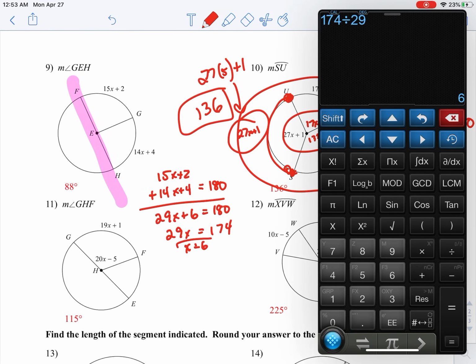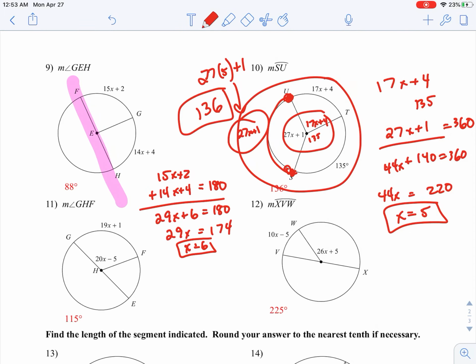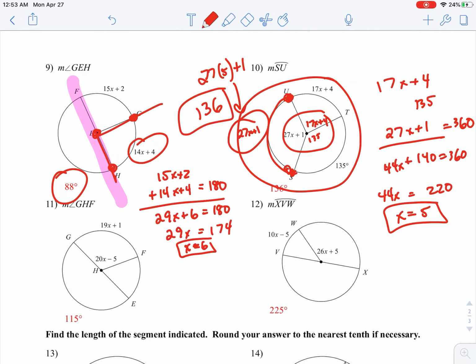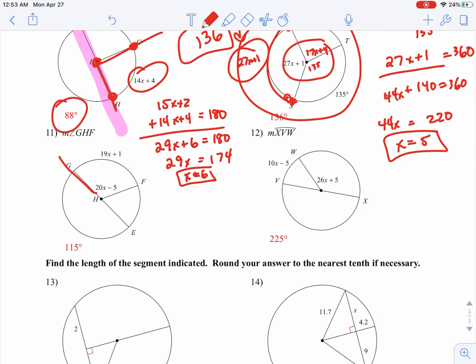X equals 6. Okay, that's great, but that's not the answer I want. Okay, x equals 6. All right, now this says G, E to H. So I'm going to take 6 and plug it into this guy right there. So 14 times 6 plus 4, 88.